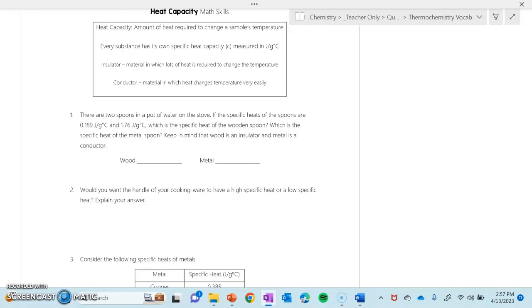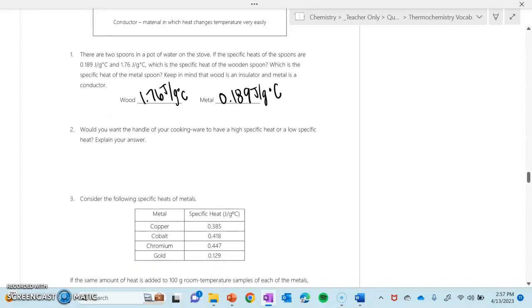So our wood is going to have the higher heat capacity here, or our higher specific heat, 1.76 joules per gram degree Celsius. And that leaves metal to have the 0.189 joules per gram degree Celsius for metal. And we know that because the metal is a conductor, so its temperature changes very easily. It does not have as high of a capacity to hold heat before it is influenced in its temperature.